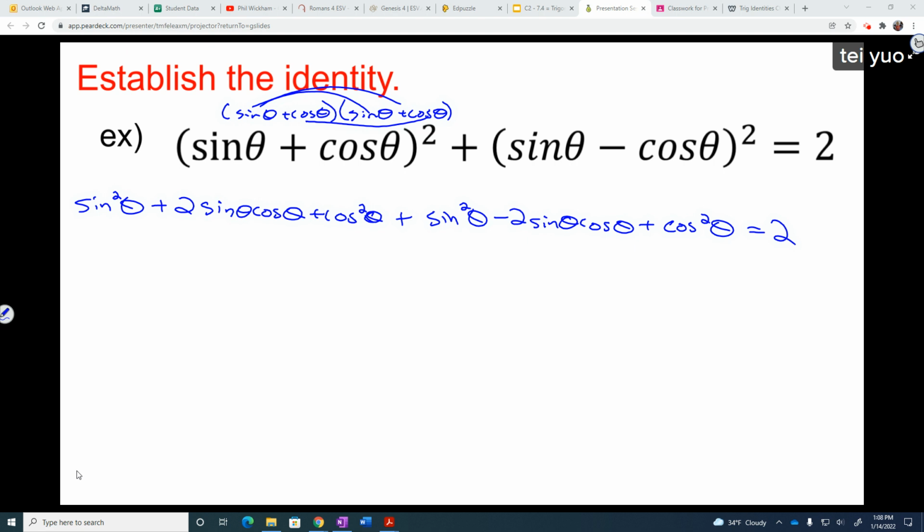And hopefully we get some cancellations here. We've got a plus 2 sine cosine, minus 2 sine cosine. We have 2 sine squareds, so we can write that as 2 sine squared theta, and 2 cosine squareds, so plus 2 cosine squared theta.